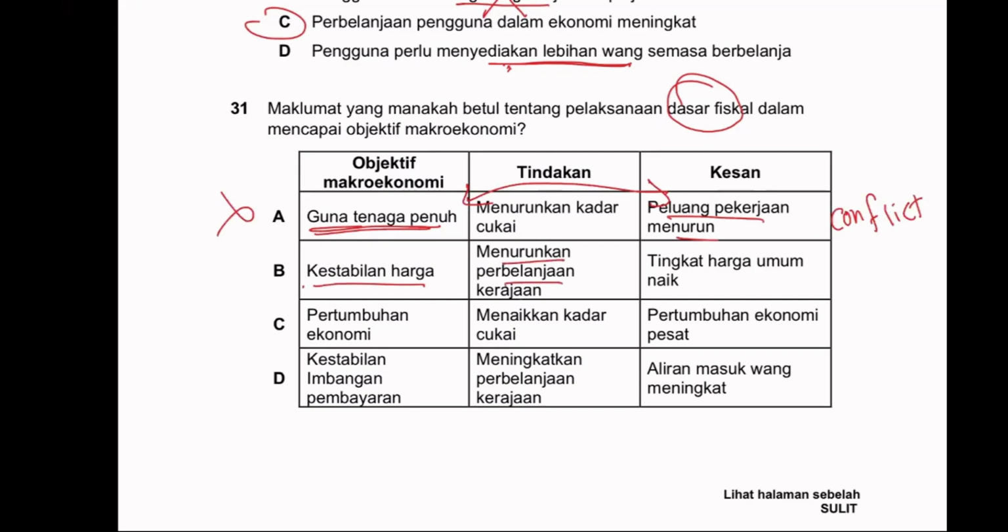You see the next one. Stabil harga, menurun perbelanjaan kerajaan. Okay, you want to control the price. So you reduce the perbelanjaan. Yeah, correct. You want to control inflasi, you reduce. This was correct. I mean, the cukai also correct lah. Stabil harga. Why? When government reduce the belanja, you don't have much money. Lesser project, lesser income. Lesser income, you don't spend money. But you want the stabil harga meningkat. What is this? Pertumbuhan ekonomi. You want pertumbuhan ekonomi, naikkan kadar cukai? No.